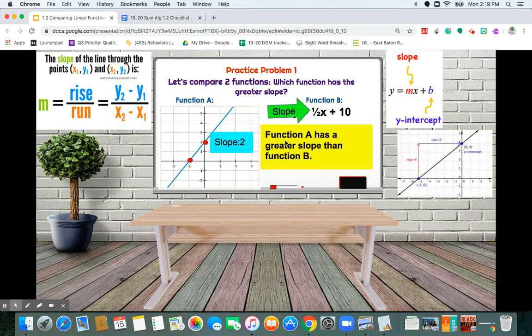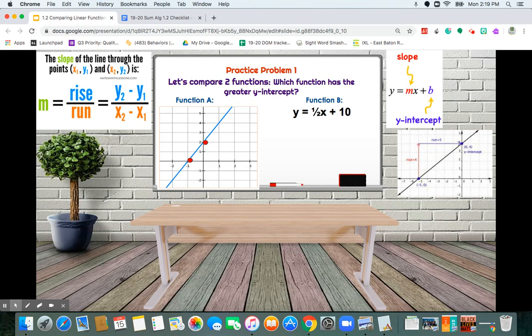Let's look at it. Function A has a greater slope than function B. Give yourself a pat on the back if you got it right. All right, so let's go to our next comparison. Which function has the greater y-intercept? Again, we can easily find the y-intercept from our equation because whatever number is in the b position is our y-intercept. So our y-intercept for function B is 10.